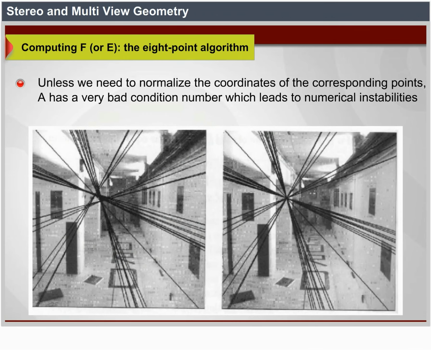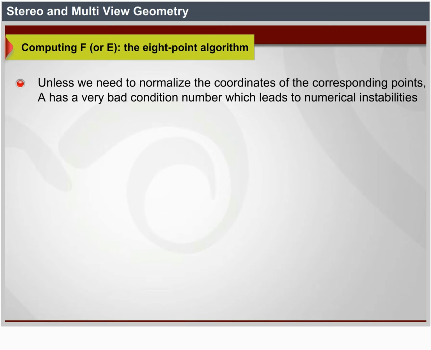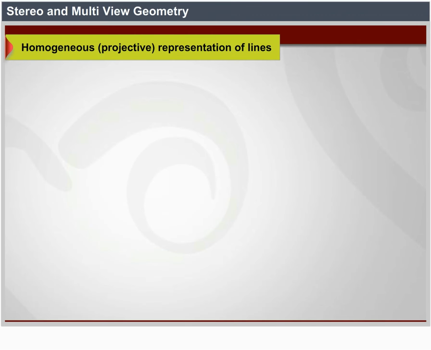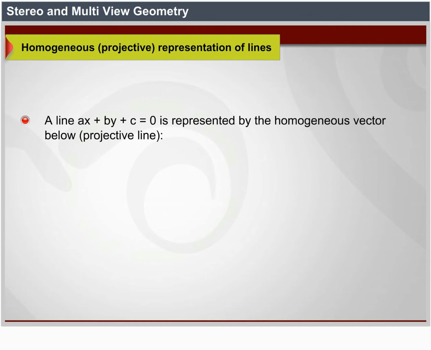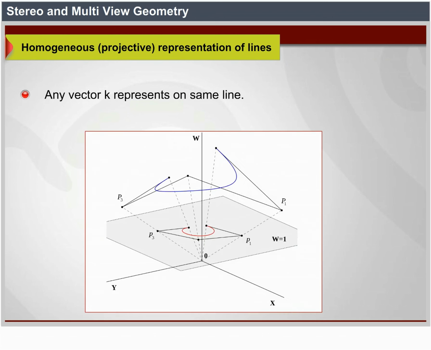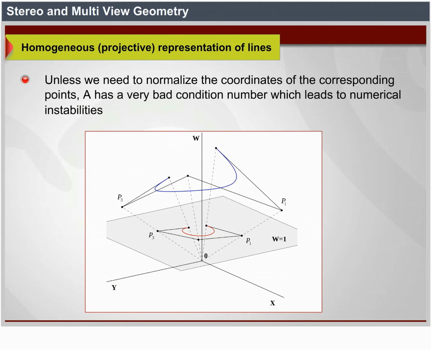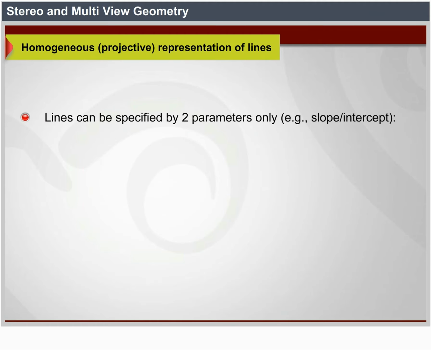Homogeneous representation of lines. A line ax + by + c = 0 is represented by the homogeneous vector (a, b, c) transpose, a projective line. Any vector k(a, b, c) represents the same line. Only the ratio of the homogeneous line coordinates is significant.